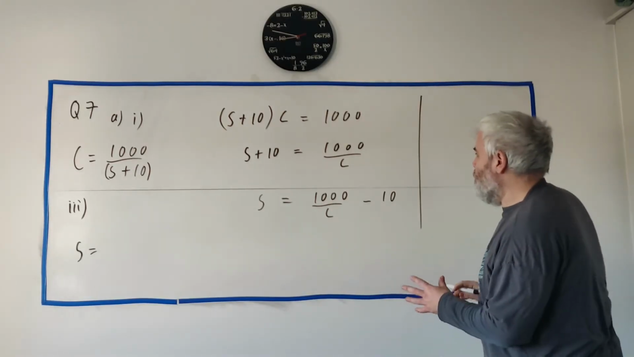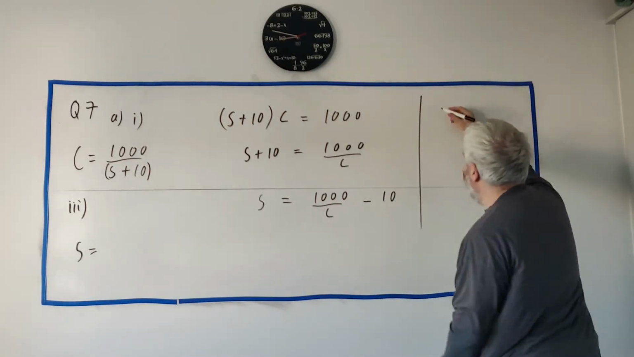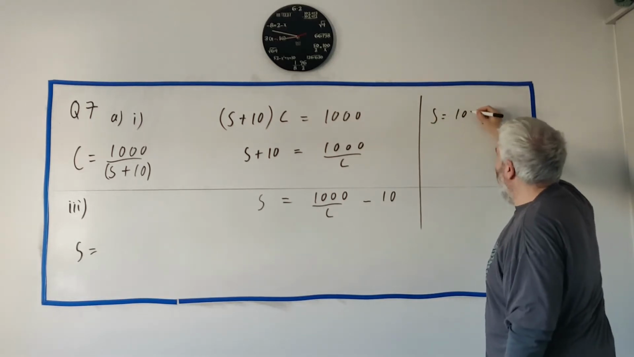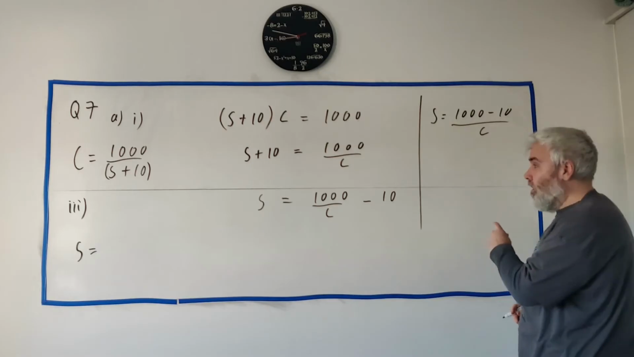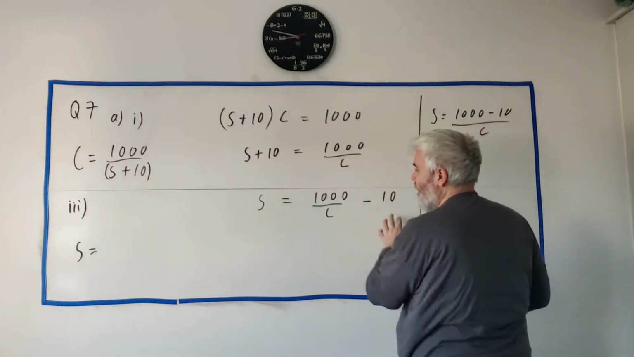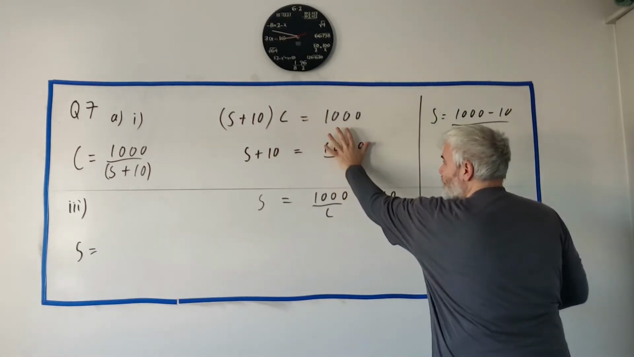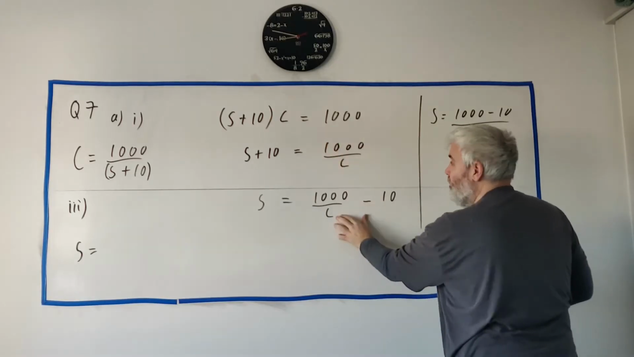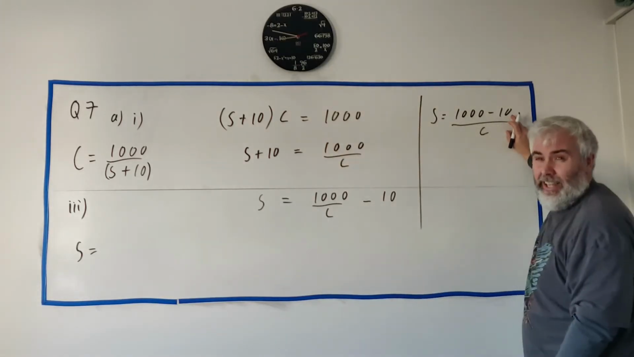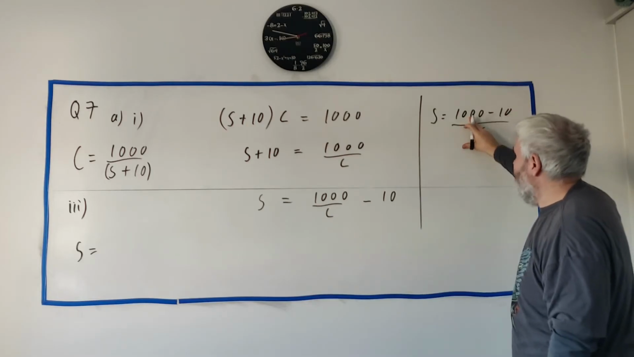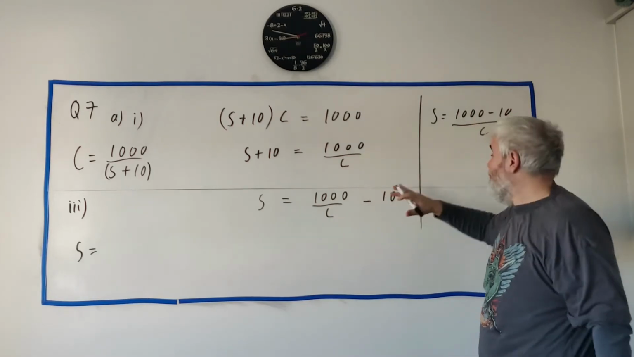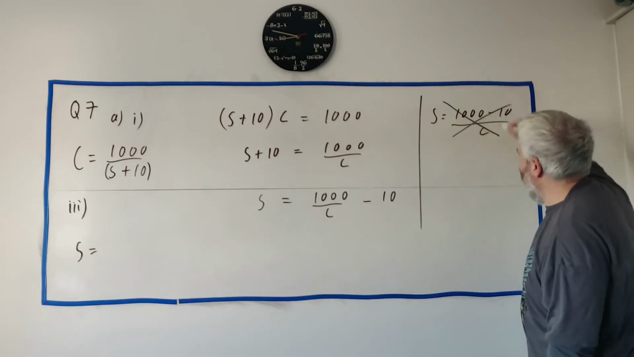Lots of mistakes students would probably make here at the end is S is equal 1,000 minus 10 over C. That's not correct. You take 10 from both sides. The right side was this whole number. You took 10 away from it. This, you haven't taken 10 away from the right side. You've taken 10 away from 1,000 and you've ignored C. So that's a mistake lots of students would make.